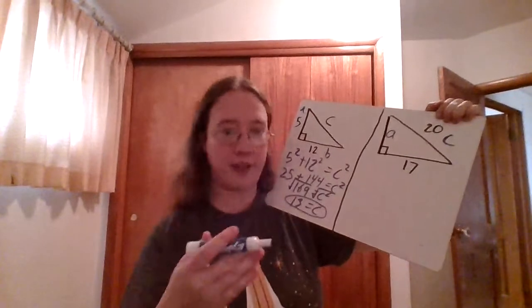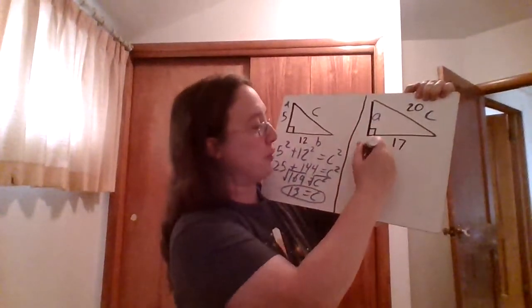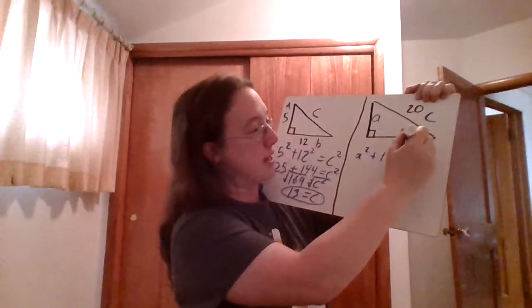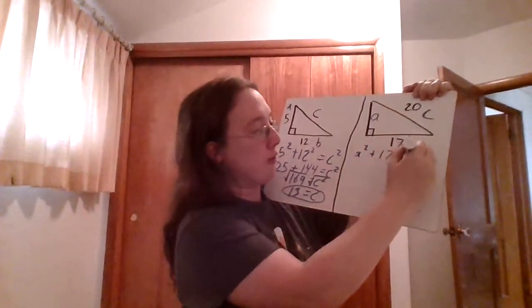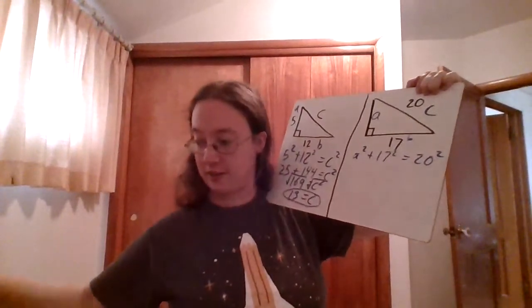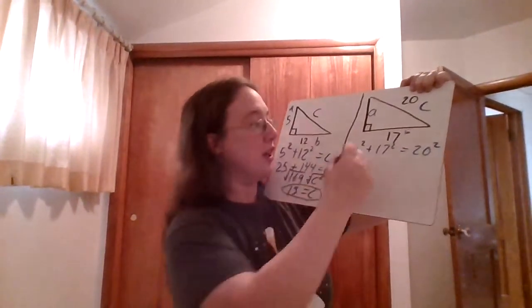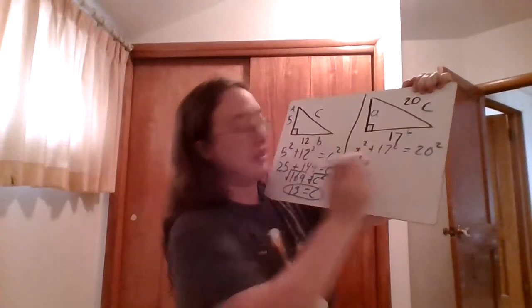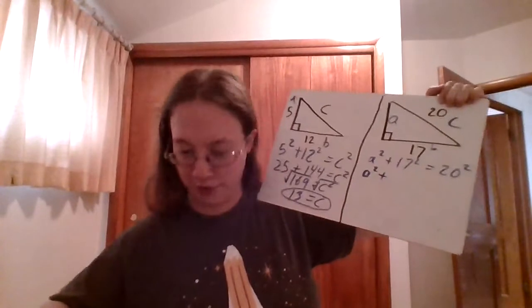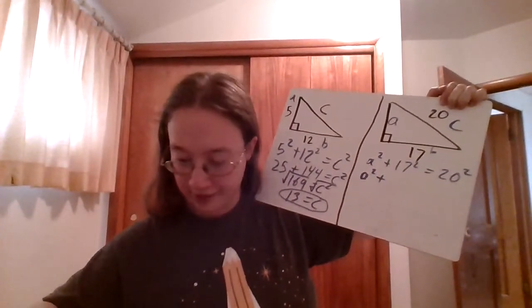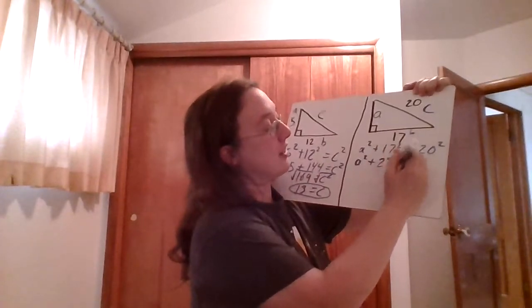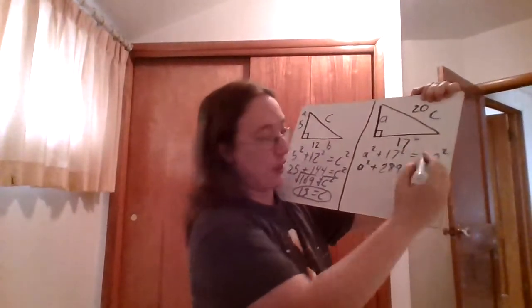Okay, but we're doing the same thing. So I'm going to have A squared this time, plus B squared is going to be 17 squared, so this is B. And then over here, I'm going to have 20 squared, which is my C. Oops, there we go. So A squared plus 17 squared, and this is where I'm going to pull out my calculator because I'm not entirely sure what 17 squared is off the top of my head, and that is 289. Alright, 20 squared, this one I know, that's 400.